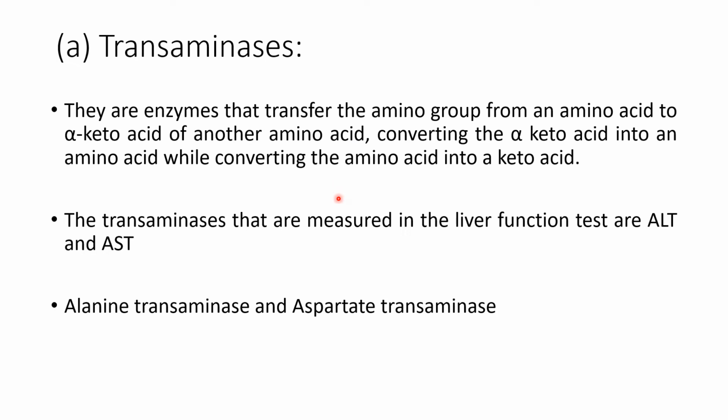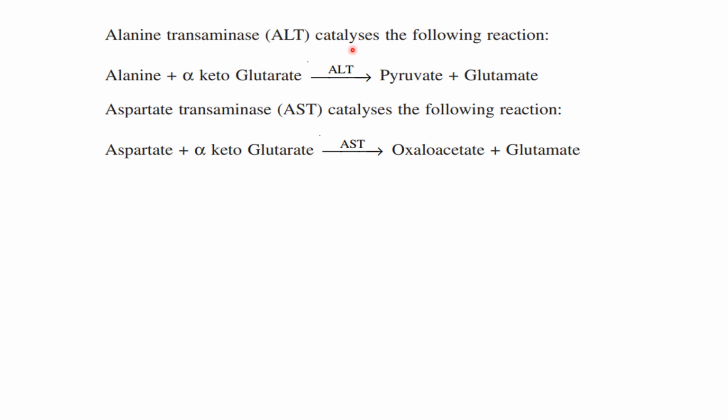Transaminases are measured to assess the liver function test, and these include the alanine transaminase and the aspartate transaminase. These two enzymes are measured. Alanine transaminase catalyzes the following reaction: alanine plus alpha ketoglutarate will result in pyruvate and glutamate. So the amino group from alanine is transferred to alpha ketoglutarate to get glutamate, and alanine, as it loses the amino group, becomes pyruvate. Same is the case with aspartate transaminase.